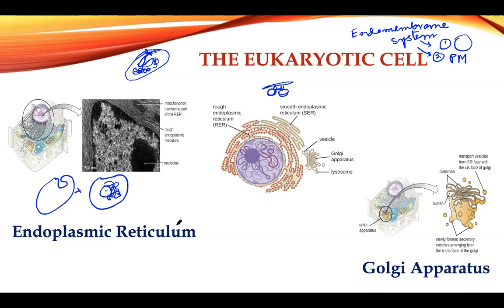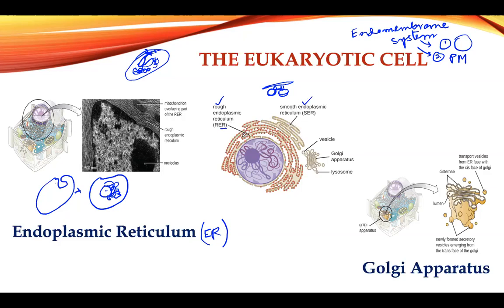Now, there are two different types of endoplasmic reticulum, either rough endoplasmic reticulum or smooth endoplasmic reticulum. If you see the picture, this is the smooth ER and this is the rough ER. We also call endoplasmic reticulum as ER. So either rough ER or smooth ER.